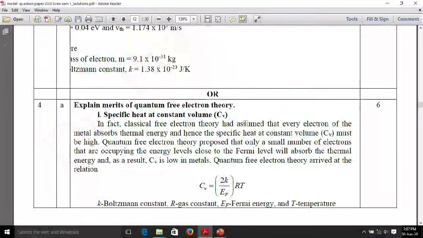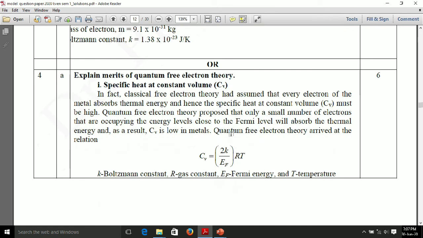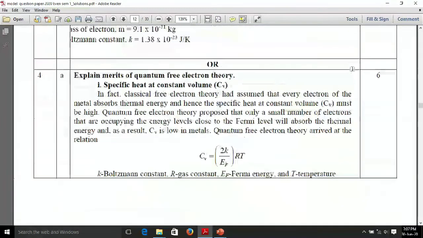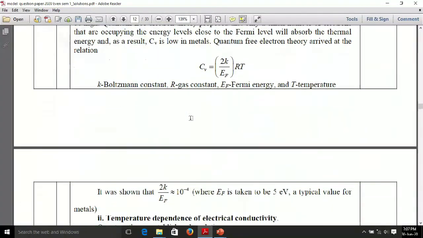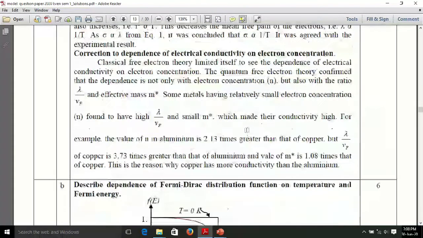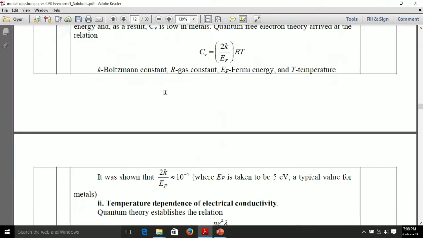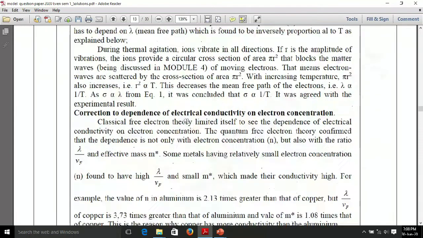Just in the previous main question, 3a, you have observed that the failures of the classical free electron theory have been discussed. Those failures were overcome by the quantum free electron theory. How those limitations were overcome by this quantum free electron theory has to be discussed. Since it is for 6 marks, 2 marks will be awarded for each. And in case the same question is given for 9 marks, we will provide 3 marks for each one that you discuss in this way.